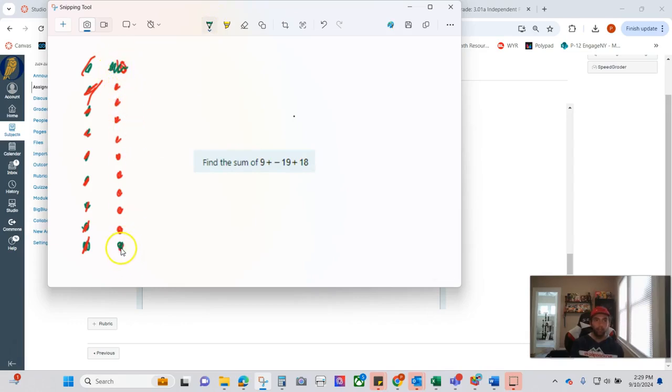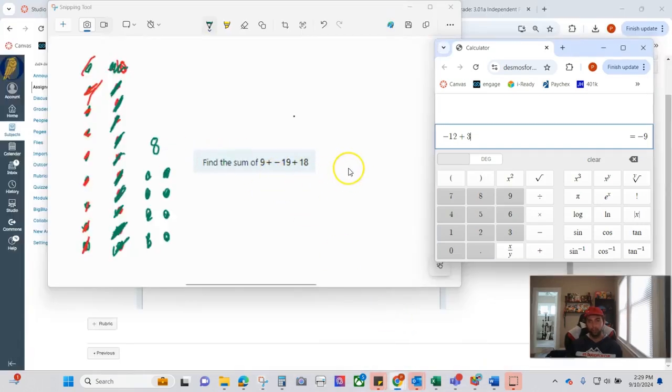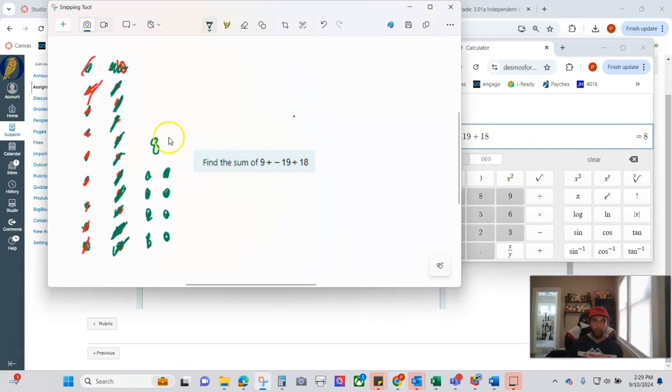Then we gain $18. So we gain 1, 2, 3, up to 18. And we are left over with 8 positives. Whoa, that was a cool picture you just drew, Mr. Bertram, to show how adding positives and negatives work. Let's show with the calculator. 9 plus negative 19 plus 18 is 8. So our answer is 8.